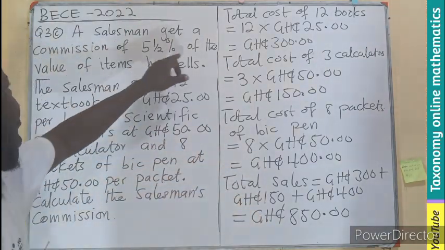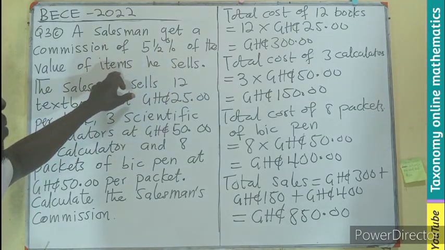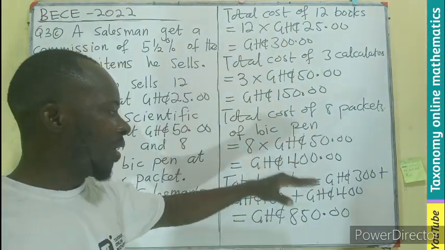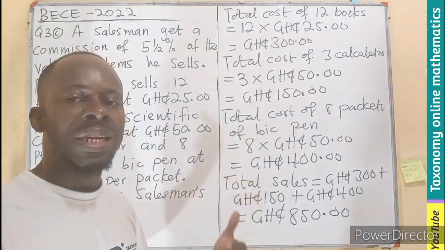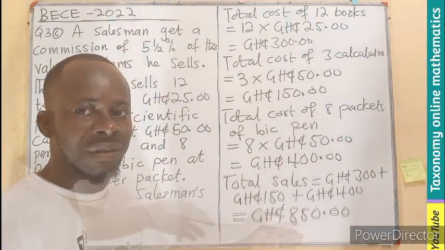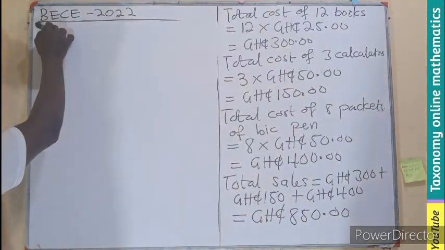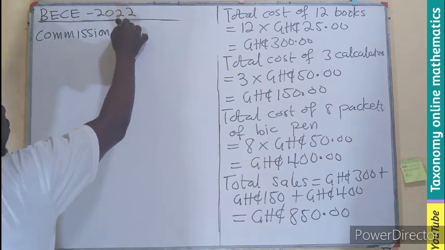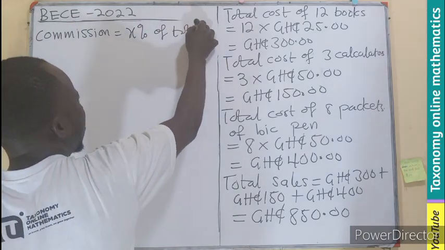So the salesman gets a commission of the value of items he sells. So these are all the items at the value of 850. Now let's find the commission that the salesman will take as money out of this amount. Here we have to remember that commission equals a percentage of total sales.